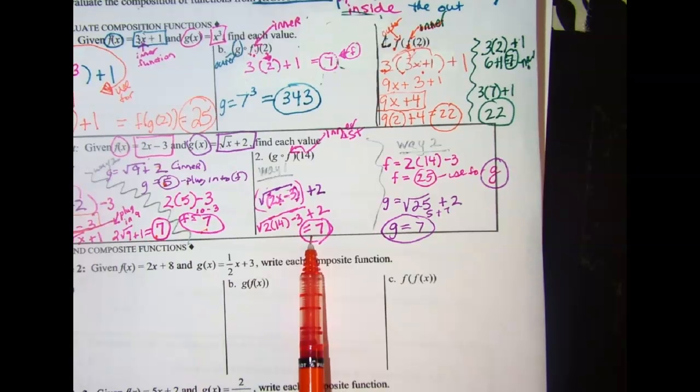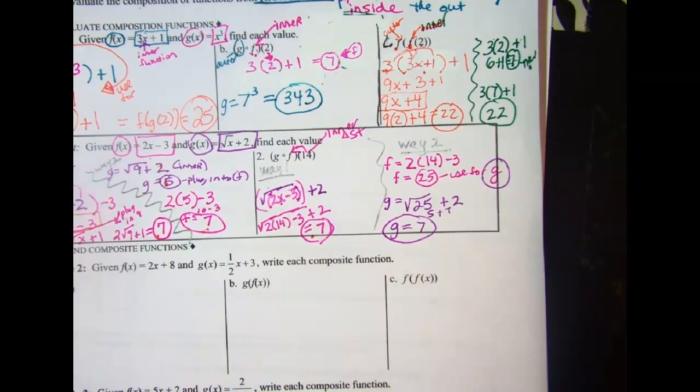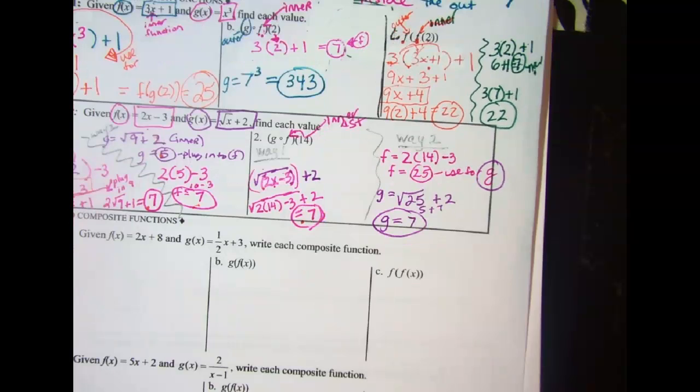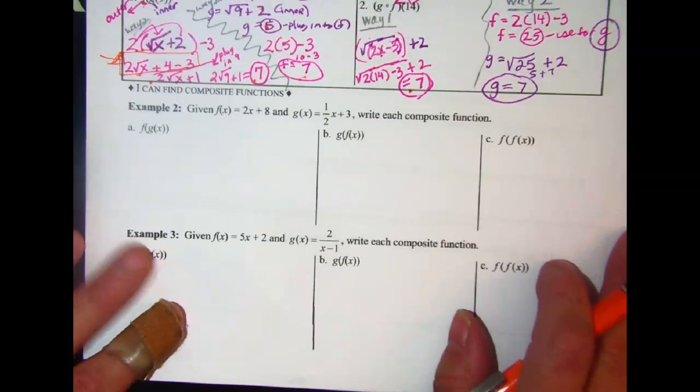You can pause it if you want to look at it. But the same answer, just by coincidence, but the work should all be different. All right, so we're going to go to example 2. So now we are finding composite functions, but now there's no number.